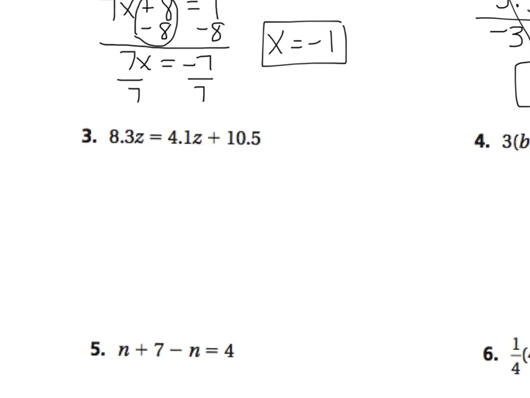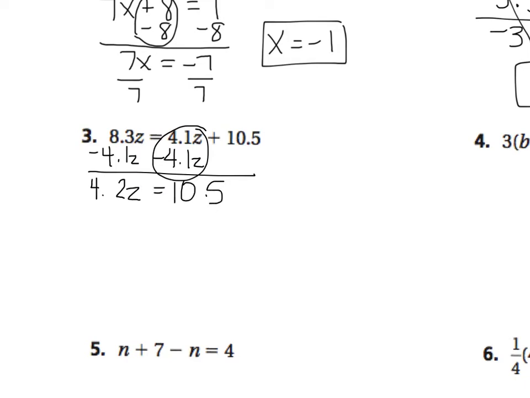On problem 3, I've got to get my z's together on one side, so I'm going to start out by subtracting 4.1z from both sides. So that leaves me with 4.2z equaling 10.5. So then I have to divide both sides by 4.2. And z equals, let me just quickly calculate, 2.5.